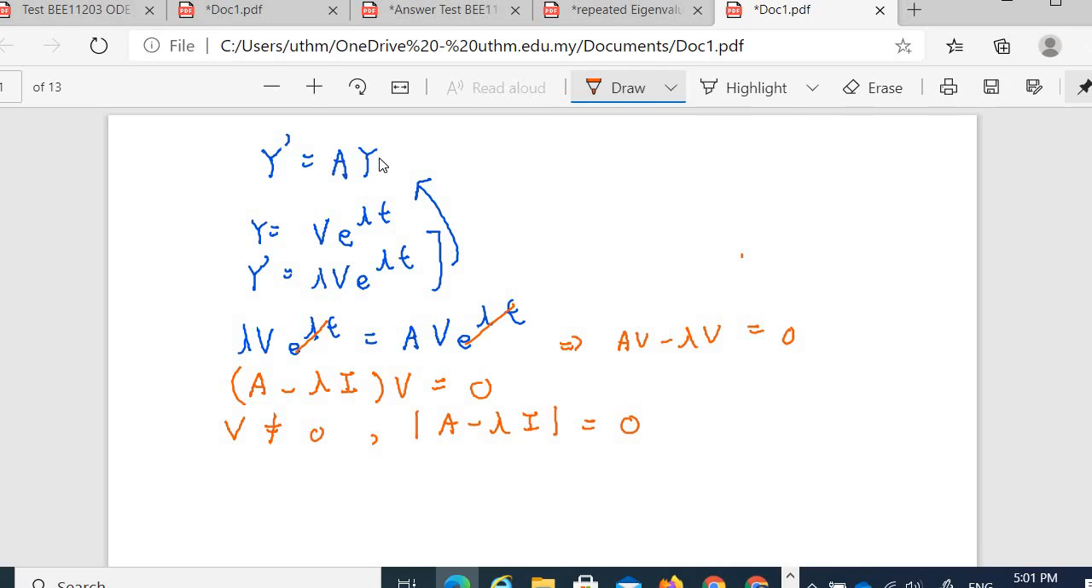By solving the determinant of A minus lambda I equal to 0, if A is 2 by 2, you will get lambda 1, lambda 2. Before the semester break, you had two real and different eigenvalues. Today we are going to see where you have lambda 1 equal to lambda 2. So this is a homogeneous system. The first step is to obtain the eigenvalue by letting the determinant of A minus lambda I equal to 0.